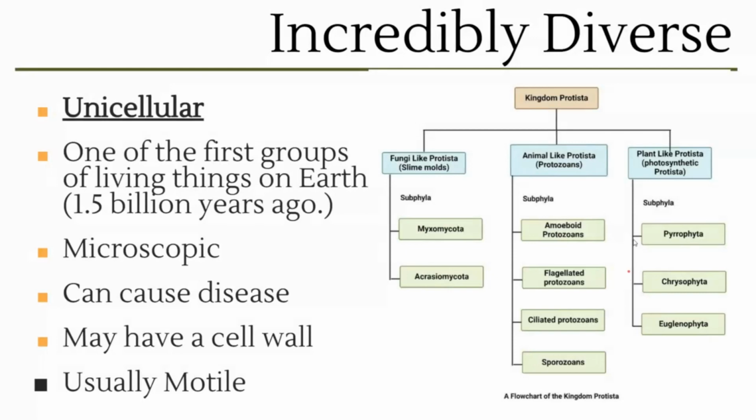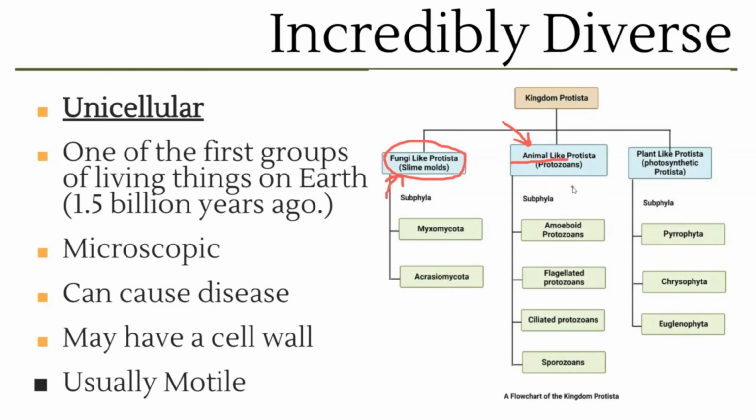It's incredibly diverse. Like I mentioned before, we have some protista that share a lot of characteristics with fungi. They behave like fungi. Their genetics are similar to fungi. They have different characteristics that classify them as fungi-like. The one that we're going to focus on most is animal-like protozoans. These are microorganisms that share characteristics, genetics, and other behaviors with animals.